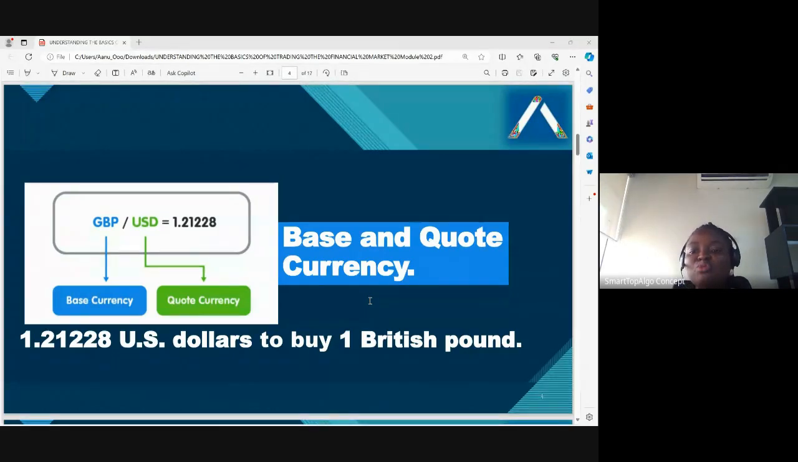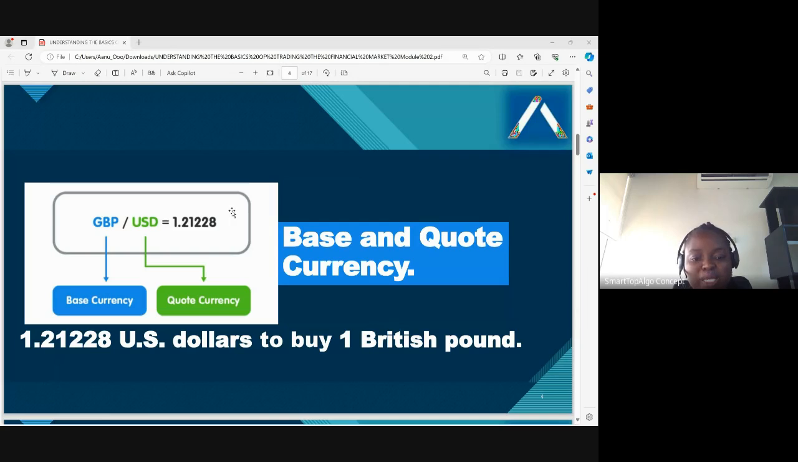Now, currencies are always quoted in relation to other currencies. If you look at my slide, you will notice I have two different currencies here. I have the GBP, that's the Great Britain pound, and then we have the US dollar. The first currency before this slash, we always call the base currency. I repeat, anytime you see two currencies paired like this, the first currency, we always call it the base currency.